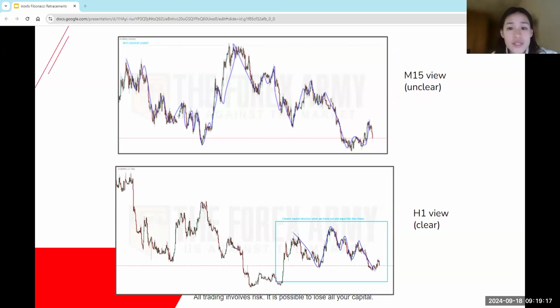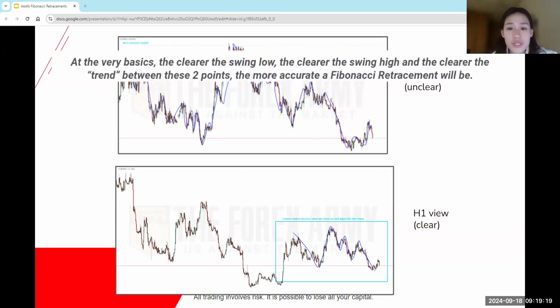Okay, so there are two criteria that you should look out for here. Firstly, a clear swing low or swing high. Secondly, a clear trend between the starting and the ending point. Then your Fibonacci retracement is most likely to be accurate. So now that we know what conditions to look out for, let's look at how to use it on both MT4 and TradingView.